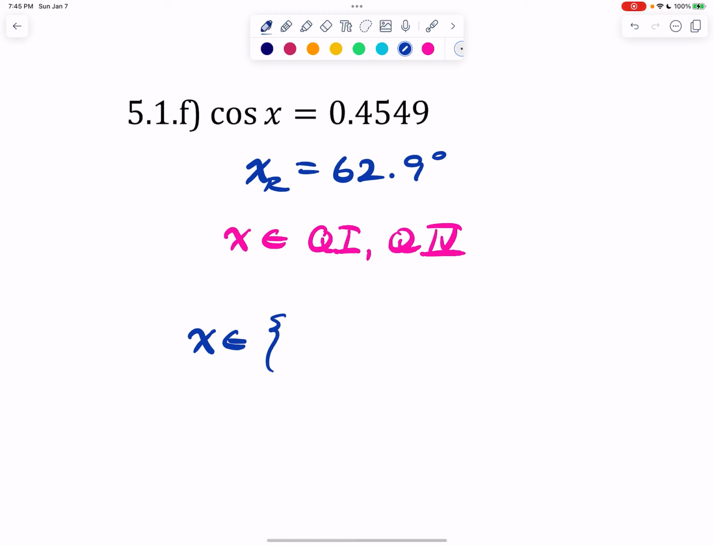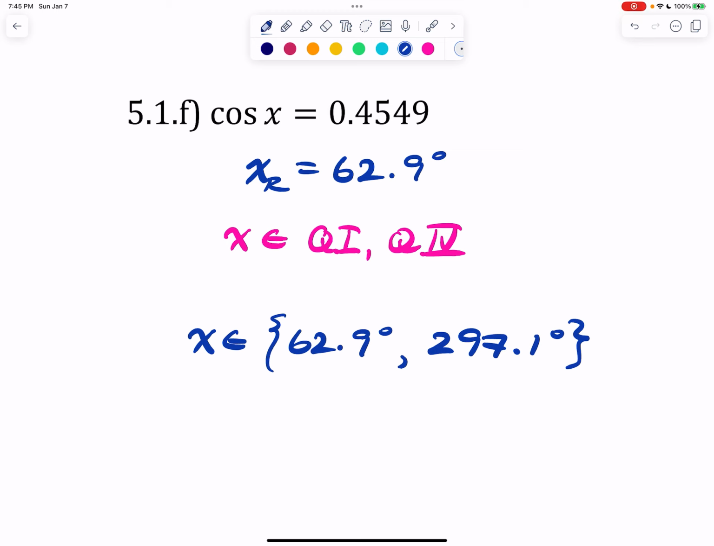Therefore, we must be looking at the quadrant 1 version, which is just the reference angle as is, or the quadrant 4 version, where we take 360 and subtract 62.9, and we get 297.1 degrees. And that is that one, done.